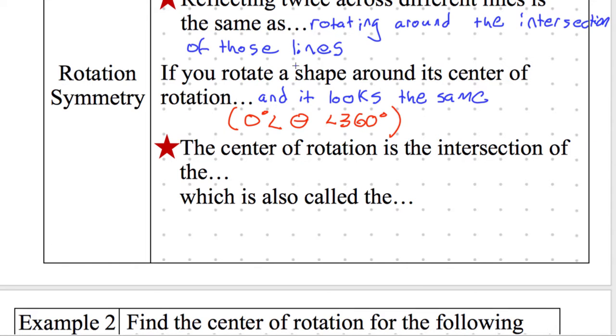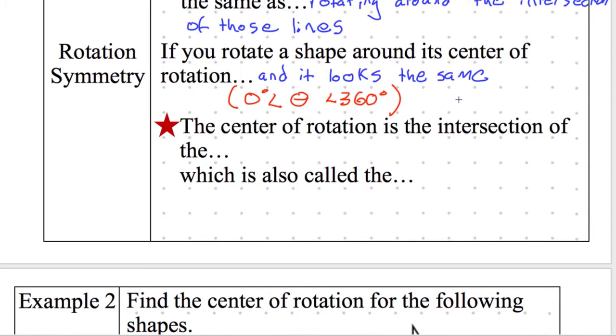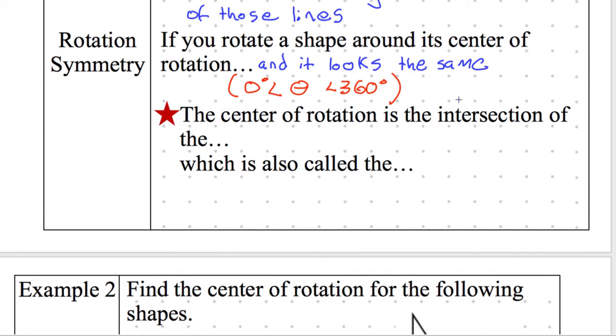When you rotate around its center by more than 0 degrees and less than 360 degrees, and it looks the same, that is a rotational symmetry. All right, and we know this already. I've talked about this before. The center of rotation is the intersection of the, who wants to do this one? Lines of symmetry, yeah.